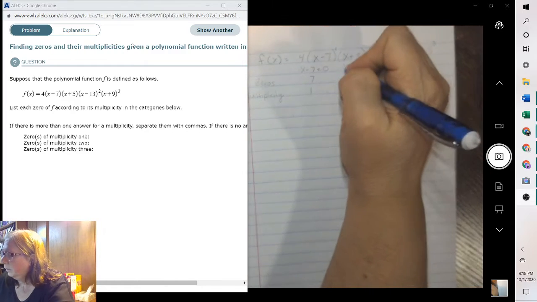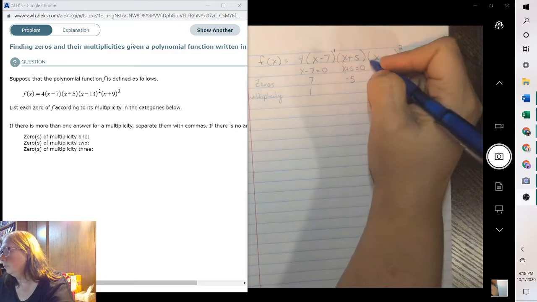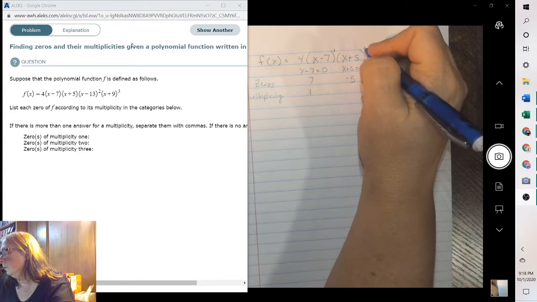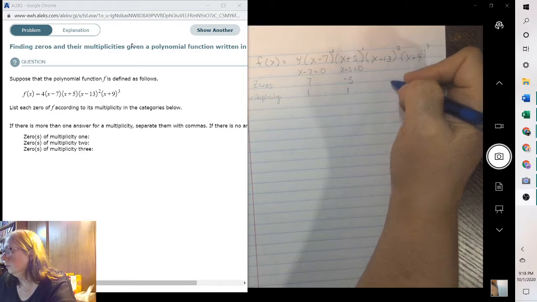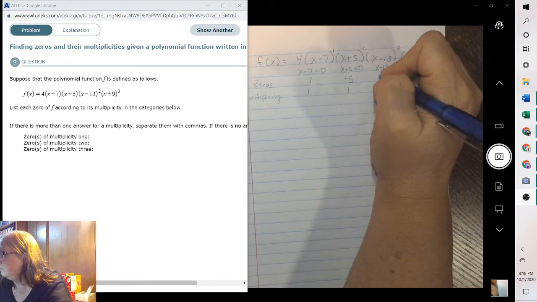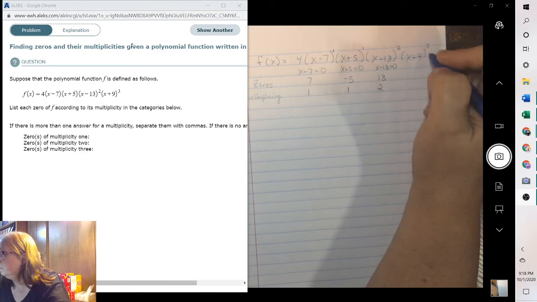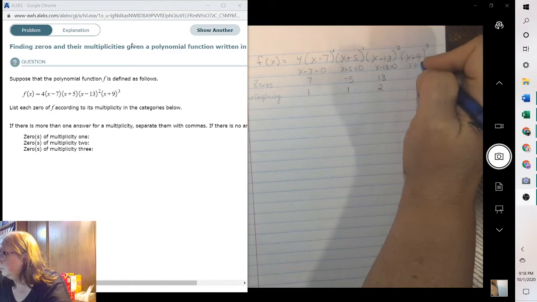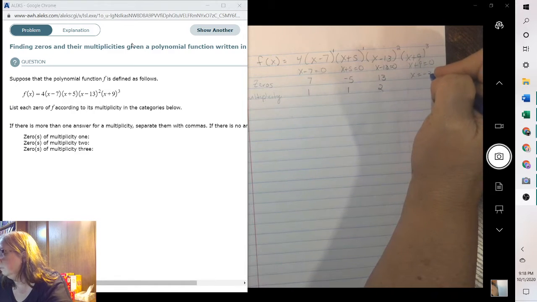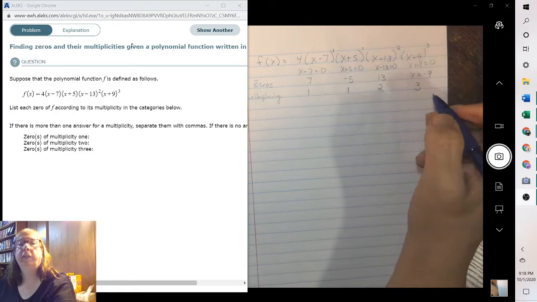The next one, x plus 5 equals 0, gives us a negative 5 when we subtract it. And its degree is also 1. And then x minus 13 equals 0, gives us 13. Its multiplicity is 2. And the last one, x plus 9 equals 0, gives us a negative 9. And its multiplicity is 3.